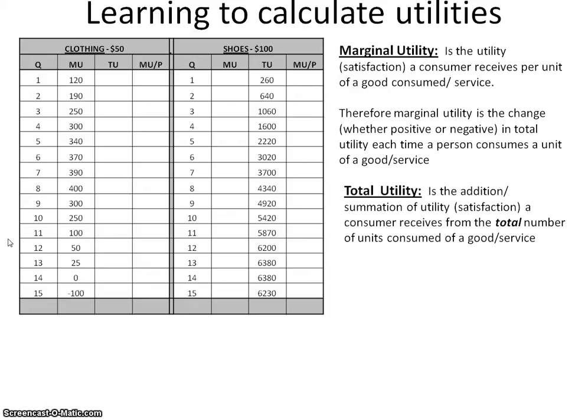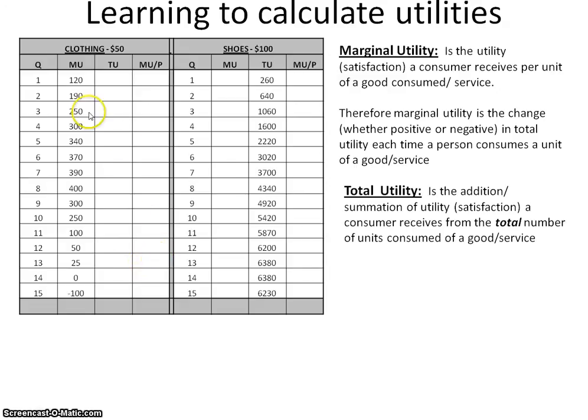So therefore, under the clothing column, let me tell you the labels. The Q here stands for the quantities. So this is 1 unit of clothing, this is 2 units of clothing, 3 and so forth as we go down. The MU column means marginal utility, and we defined that earlier. This column here is your total utility column, and then this column here is your marginal utility divided by price column, and we're going to omit this column for the time being, and we're going to come to that later on.